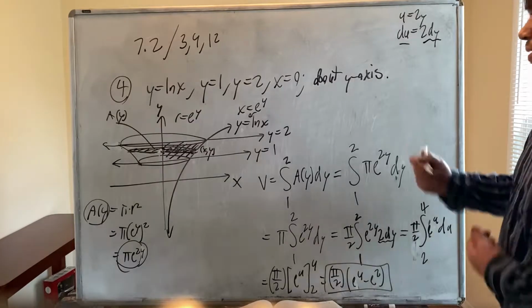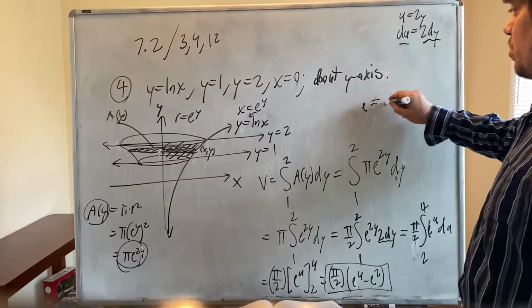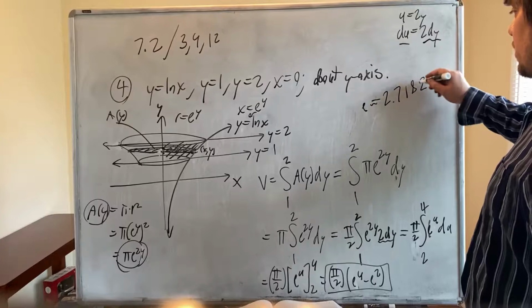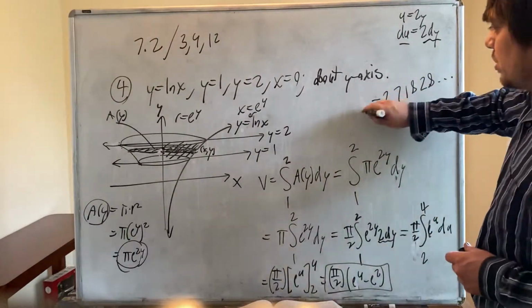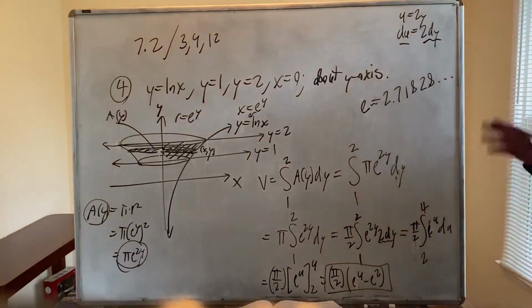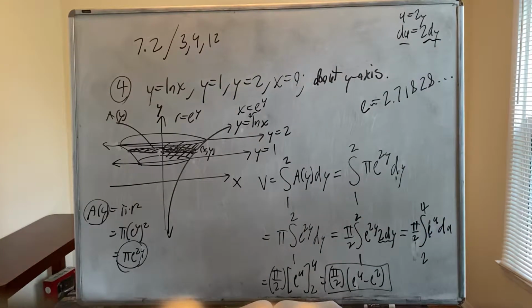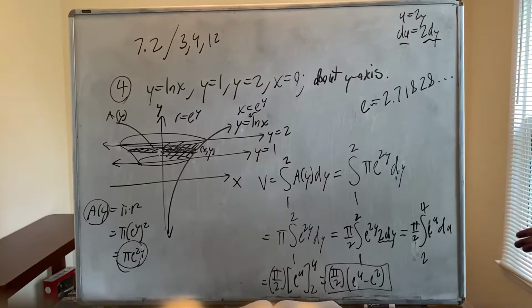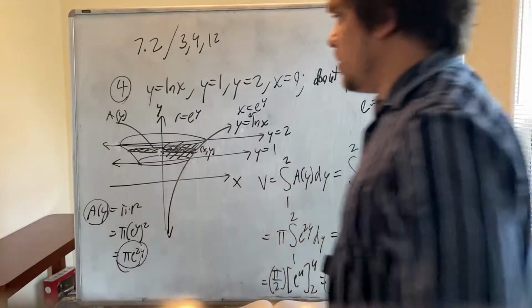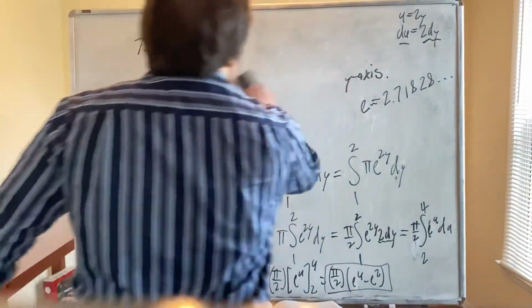Right, e is the natural number e, which is approximately 2.71828. Okay? That's e. 2.71828. Okay, so that's the first 5 decimal places. Okay, so that's number 4. Next is number 12.